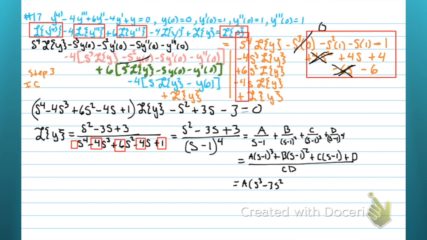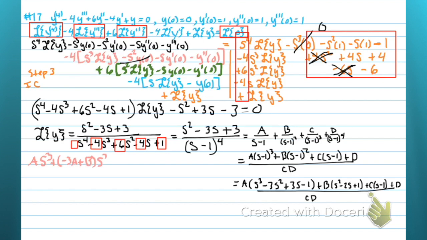I'm going to go ahead and multiply those out. That's binomial expansion again, and binomial expansion again, and then that's C times that (s minus 1) plus D, and that's all over that common denominator. Now I need to line up the coefficients. So I have A s to the third, because that's my only s to the third term. And then I have a minus 3A, that comes from here and here. And then I add that to B, because that comes from here, and that's all my s squared.